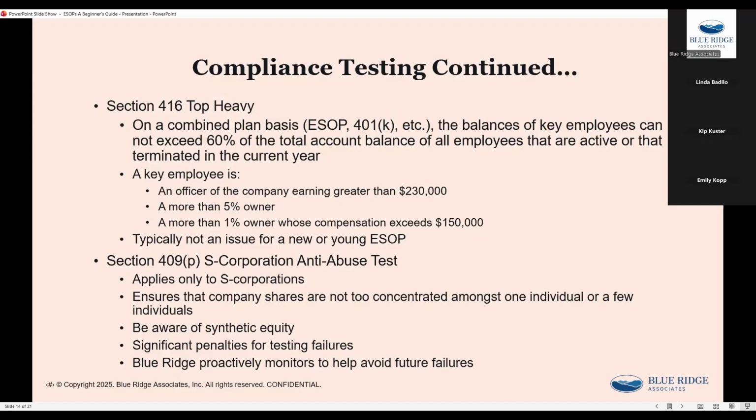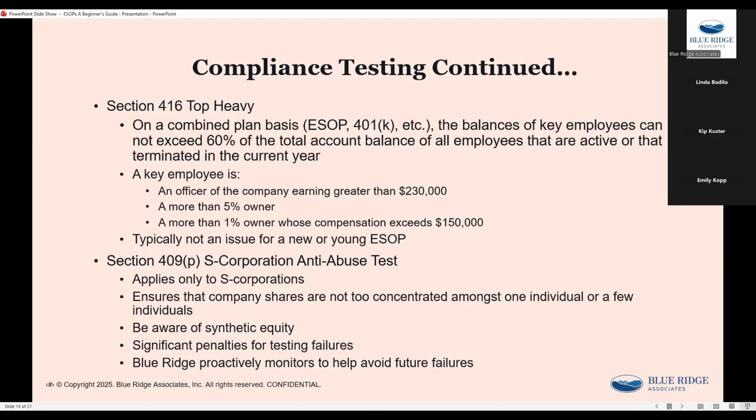And you could see the listing here for a key employee. It's an officer earning greater than $230,000. Now that number is indexed for inflation. So this number is for 2025. That could go up. Someone who's more than a 5% owner is always a key employee. And a more than 1% owner whose compensation exceeds $150,000.